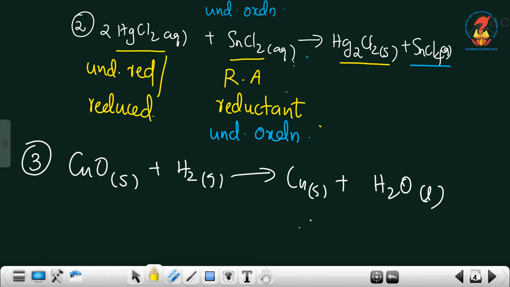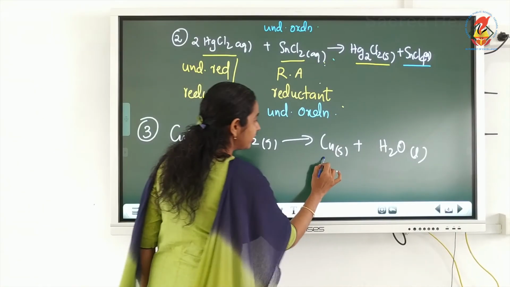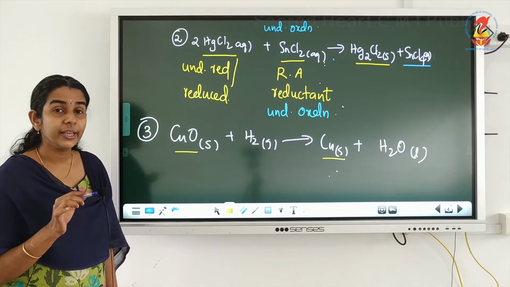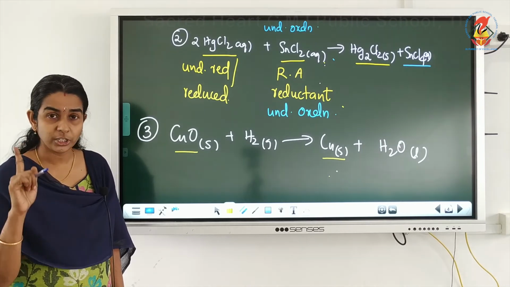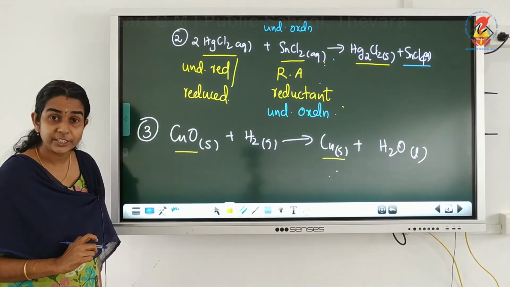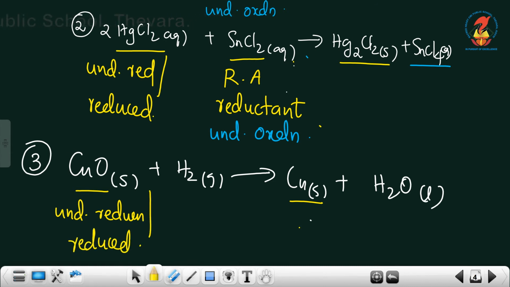See what happens to CuO here. CuO changes to Cu. How does CuO change to Cu? By the removal of oxygen. Addition of oxygen is oxidation, and removal of oxygen is actually what? Reduction. So CuO is undergoing reduction, or we can say that it is getting reduced.